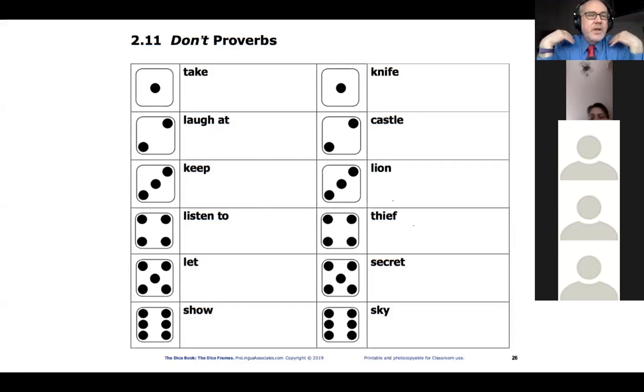Thief. So what kind of proverb can you make with don't laugh at the thief? Don't laugh at a thief in the night, Milica says. Nice one. Don't laugh at a thief when he gets caught. Okay.